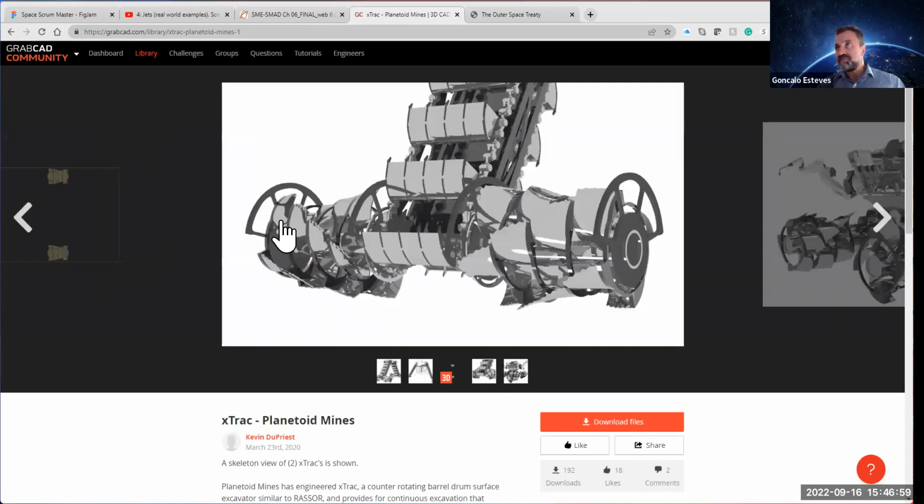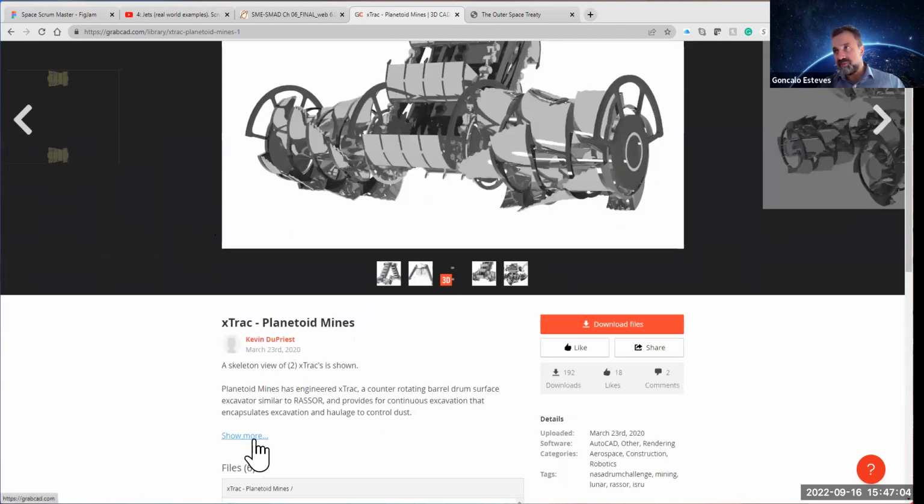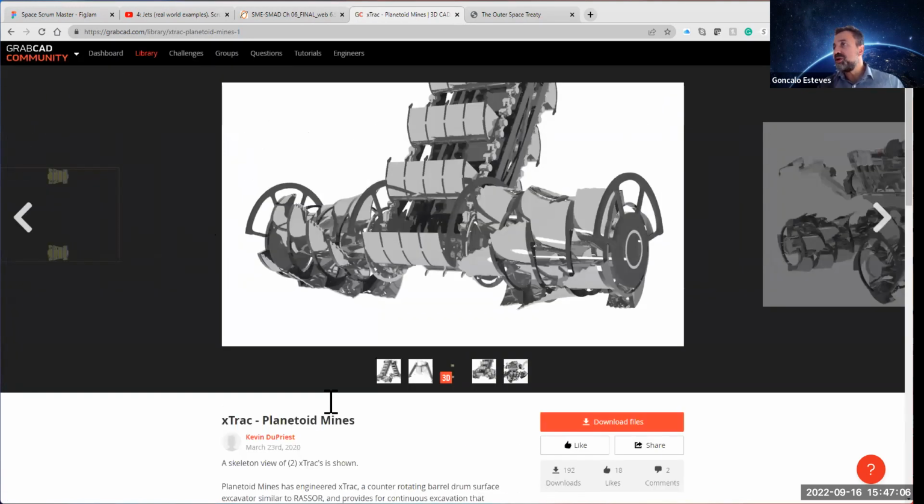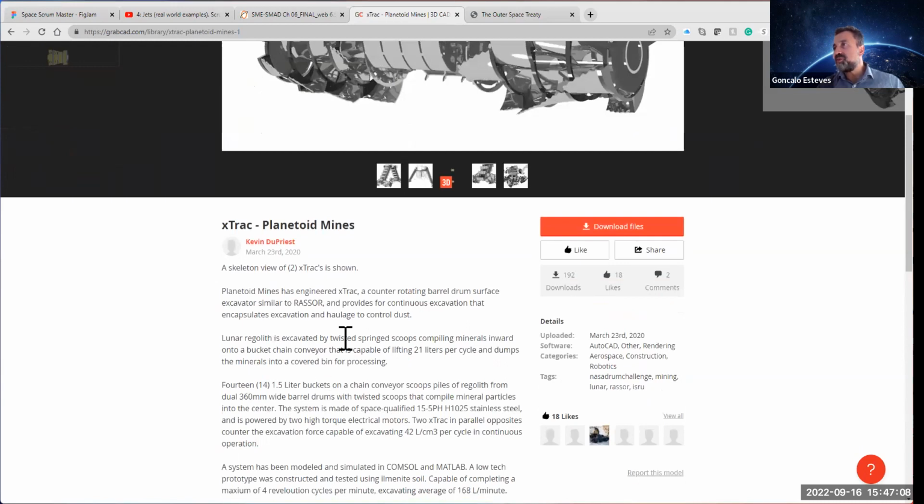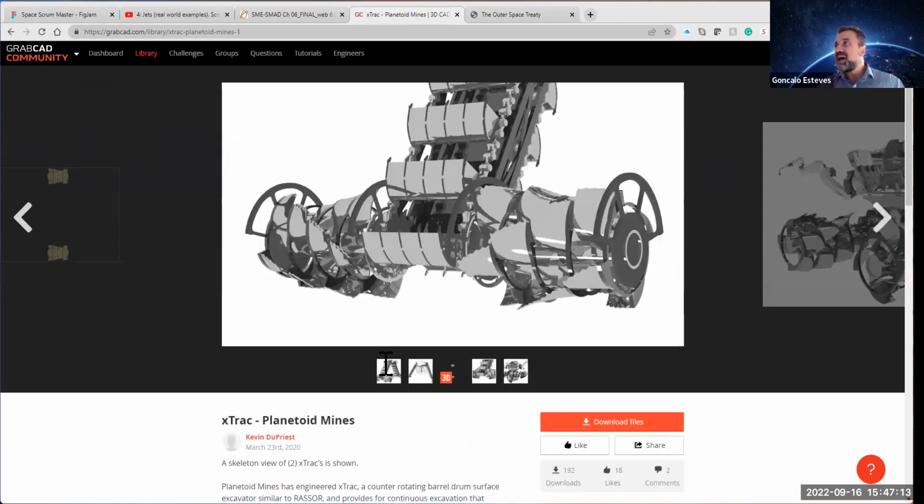Looks good, doesn't it? The skeleton view of the two extracts is shown. It has bucket drums excavated by twisted spring scoops, compiling materials inward into a bucket cover. Ours is slightly different. I cannot show you the design yet, but it still uses the same principle, because this architecture is really, really good. There is a nice NASA research paper that explains why this architecture is good.